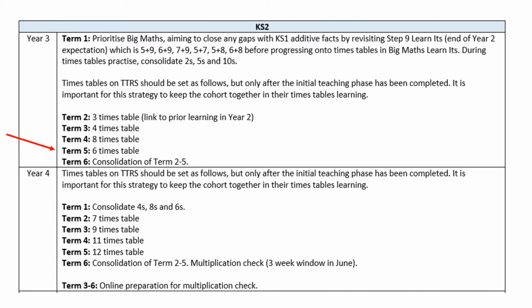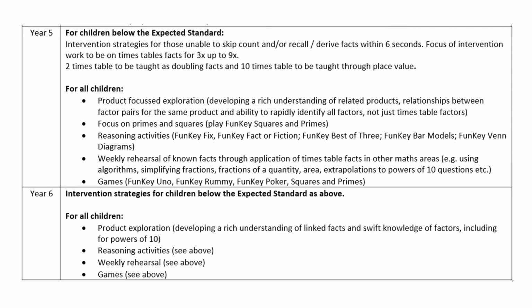In Year 4, the children will progress onto consolidating the 7, 9, 11 and 12 times tables in preparation for the multiplication check, which happens in June. Within Year 5 and Year 6, intervention strategies will be put in place to support the children who are working below the expected standard. The aim of these interventions will be to support the children with developing secure step counting and recall of facts within 6 seconds, similar to what they experience within the Year 4 times table check.